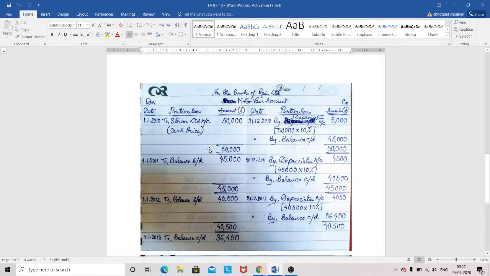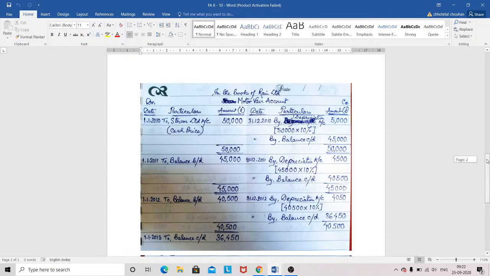Okay, I'm just now finishing that particular motor van account, just go with it. Okay, so 45,000 is the opening balance, charge 10% depreciation, 4,500. So on 31/12/2011 the balance will come as 40,500. You have 40,500 as the opening balance on 1/1/2012. Then charge 10% depreciation at the rate, 4,050. So your balance CD came as 36,450. So that is the opening balance of 1/1/2013. That particular motor van account has been finished.